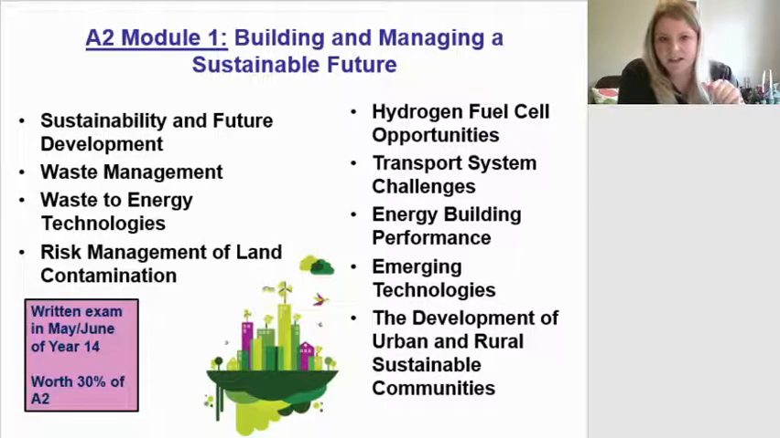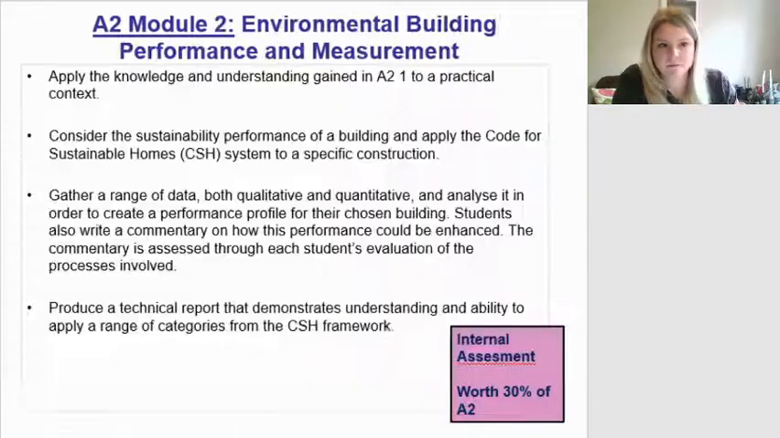I forgot to say there on the last slide, the Unit 1 is worth 30% of your A2, and then Unit 2 is also worth 30% of your A2, because if you remember, 40% of that is already coming from the AS course.